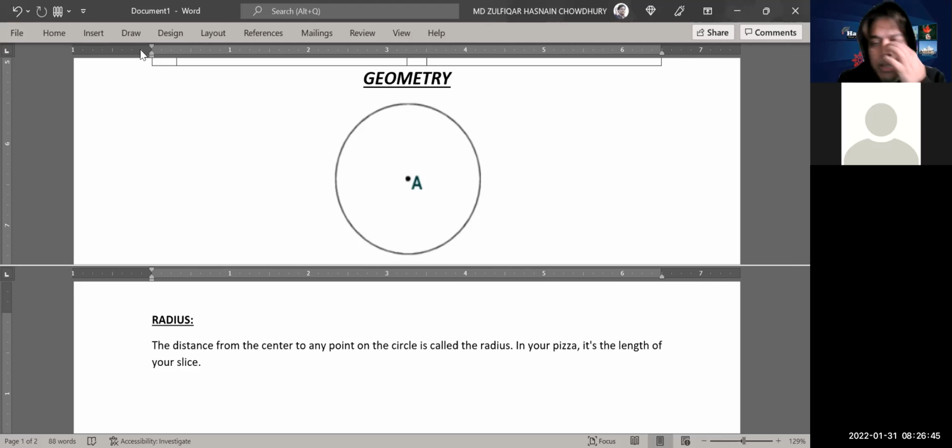So how many items have we learned regarding circle? Three. What are they? The center, circumference, and radius.